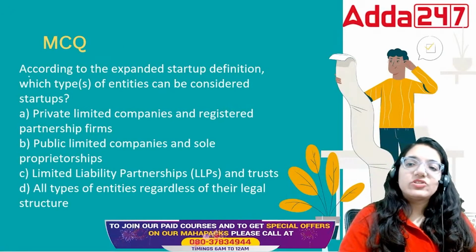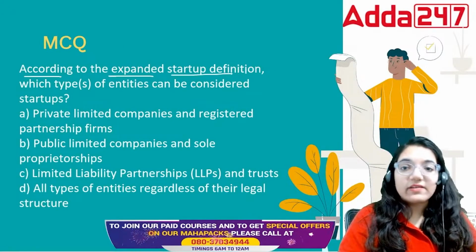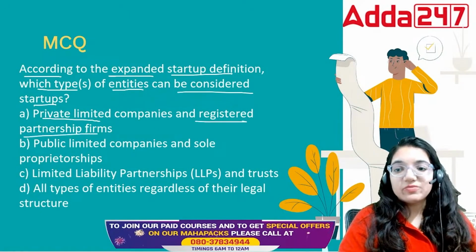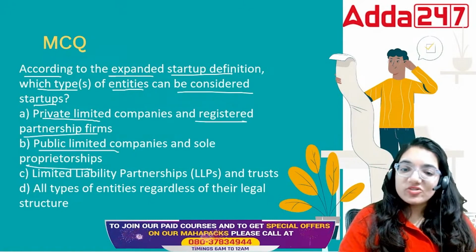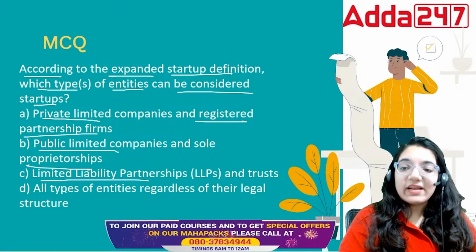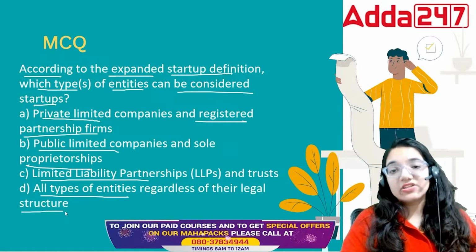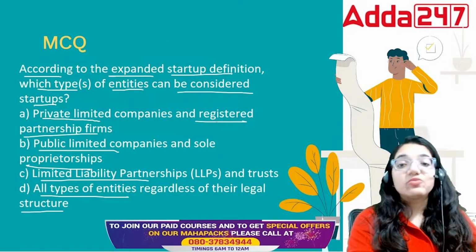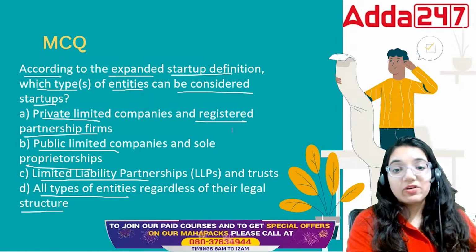Okay, here comes the next question. According to the expanded startup definition, which type of entities can be considered as startups? Private limited company or registered partnerships? Then private limited company and sole proprietorships. Then LLP and trust, or all type of entities regardless of their legal status. See, legal status plays an important role because of only one thing, that if you know the legal status, then the tax holidays would be different for all these organizations. It's never going to be the same.